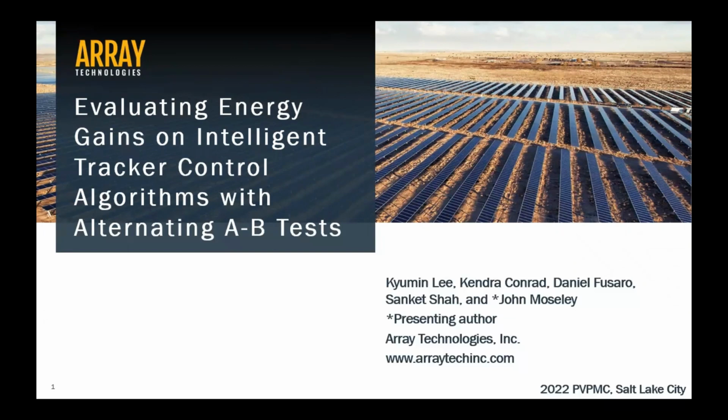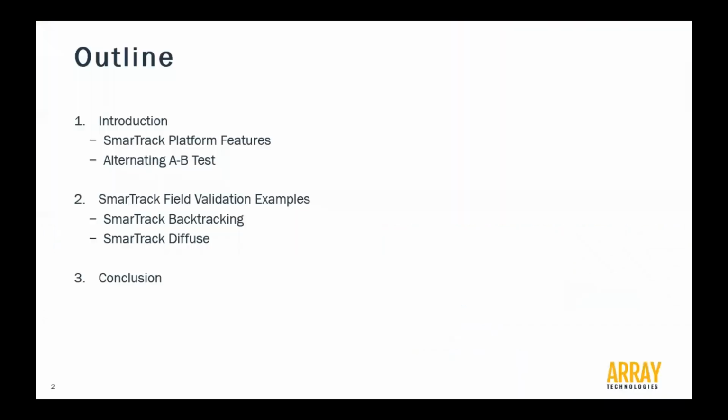The title is Evaluating Energy Gains on Intelligent Tracker Control Algorithms with Alternating A/B Tests. I'll start by giving a brief overview of two SmarTrack platform features, which include SmarTrack Backtracking and SmarTrack Diffuse.